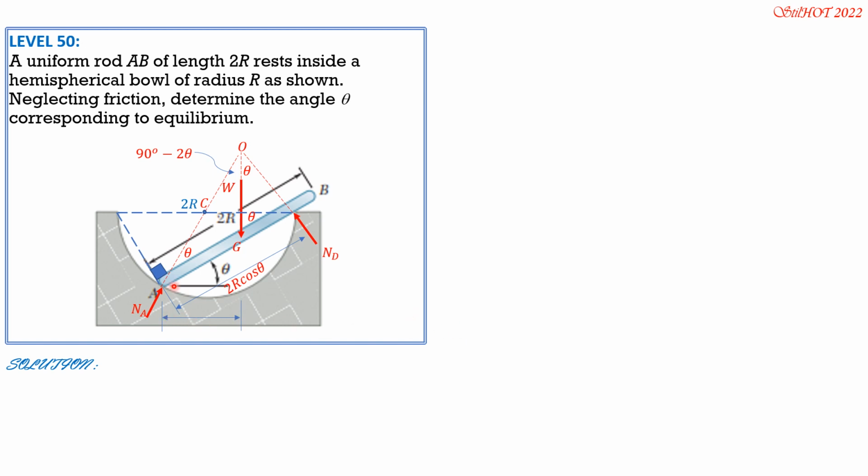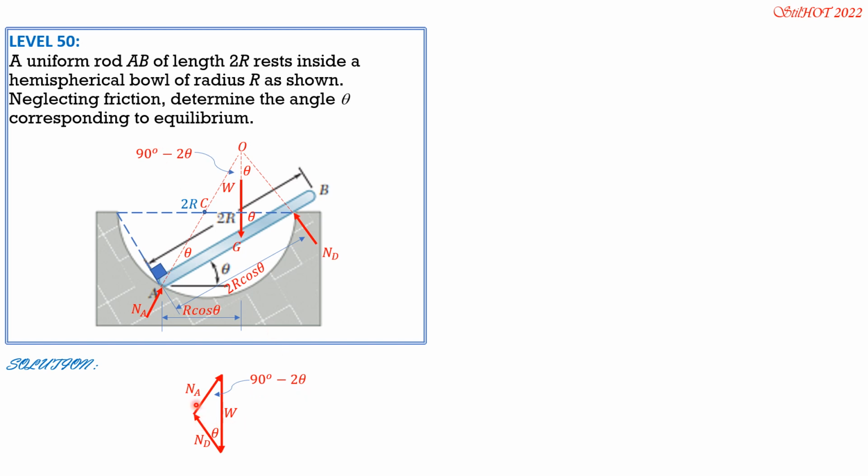And this distance from A to G is r, and the angle is theta, so this is r cosine theta. So drawing the fourth triangle, we have the weight, then ND, then NA. The angle between the weight and ND is theta, and the angle between NA and the vertical W is 90 degrees minus 2 theta.